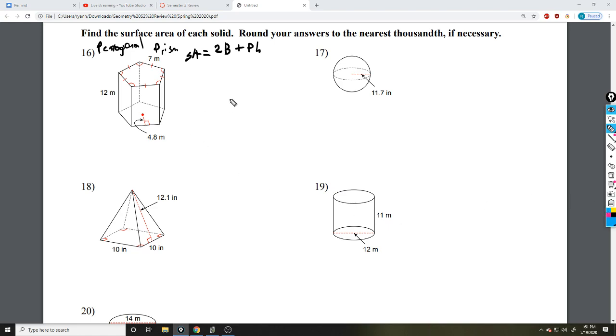All right, so let's start with area of the base. Area of the base, well, this is a pentagon, so we're going to use 1/2 ASN. Now, luckily, we know our apothem and we know our side length. Our apothem is this height down here. It's 4.8, times your side length, which is 7, times the number of sides. It's a pentagon, so it's got 5 sides.